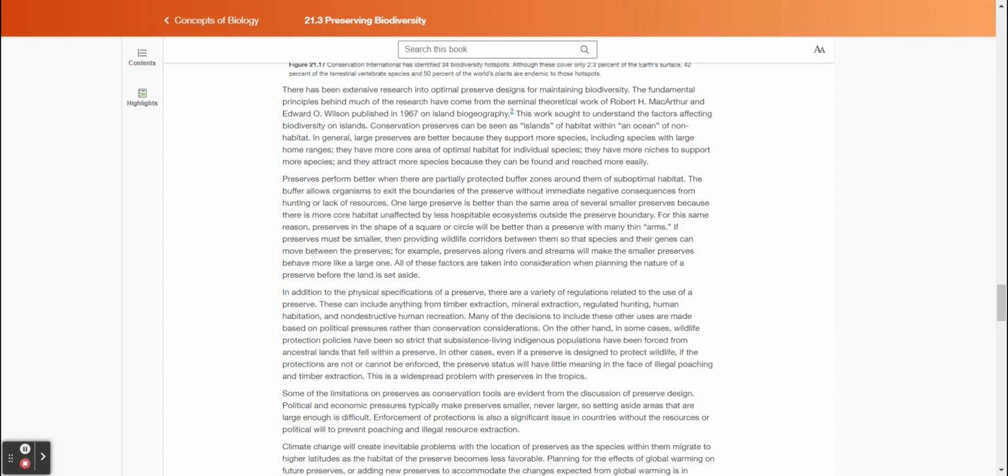Preserves perform better when there are partially protected buffer zones around them of suboptimal habitat. The buffer allows organisms to exit the boundaries of the preserve without immediate negative consequences from hunting or lack of resources. One large preserve is better than the same area of several smaller preserves because there is more core habitat unaffected by less hospitable ecosystems outside the preserve boundary.